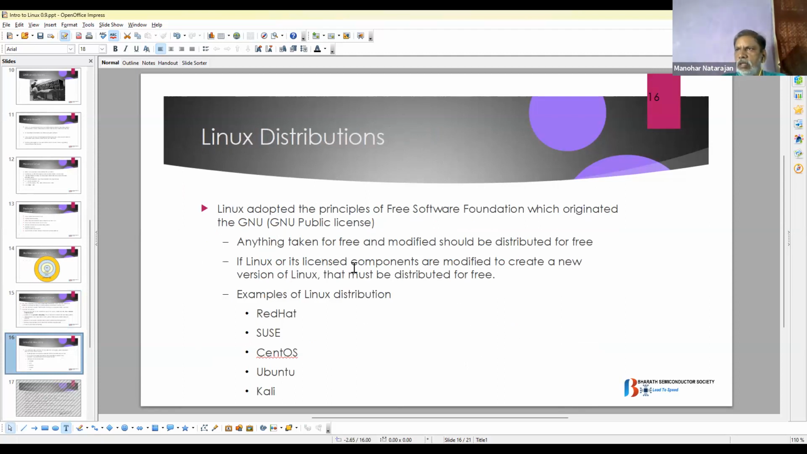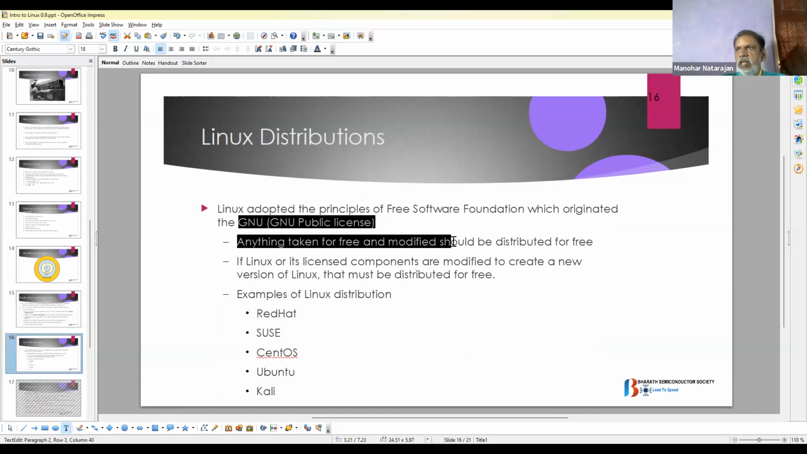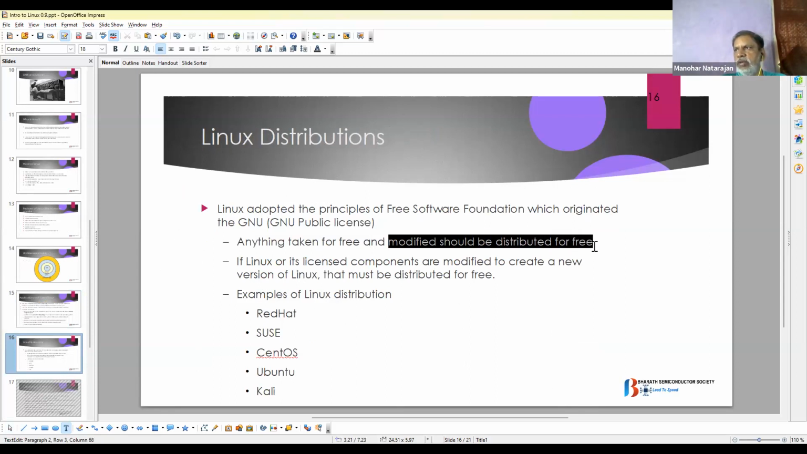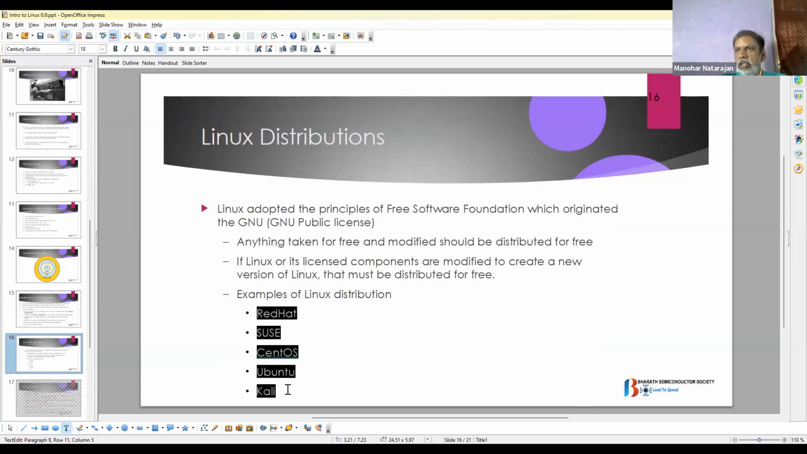So we saw this distribution philosophy. The GNU philosophy says that anything taken for free and modified should be distributed for free, right? So that's why pretty much every distribution of Linux out there can be downloaded or can be bought, can be taken on a CD. Maybe you may have to provide the cost of the CD alone, but the software itself is free.